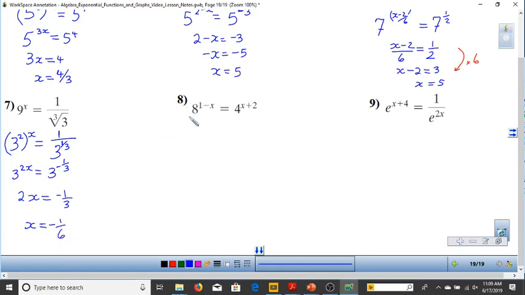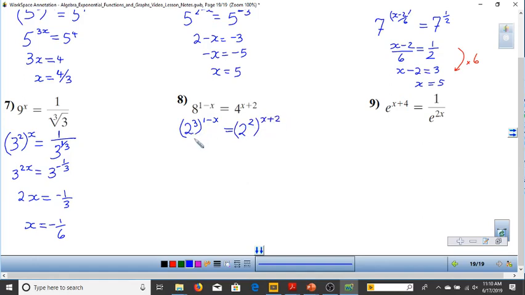Number 8. So we use base 2. So it's 2 to the 3rd raised to the power 1 minus x. I'm going to put that 1 minus x in parentheses. Well, I'll put it in parentheses the next step. What about the right side? 2 to the 2 to the x plus 2.